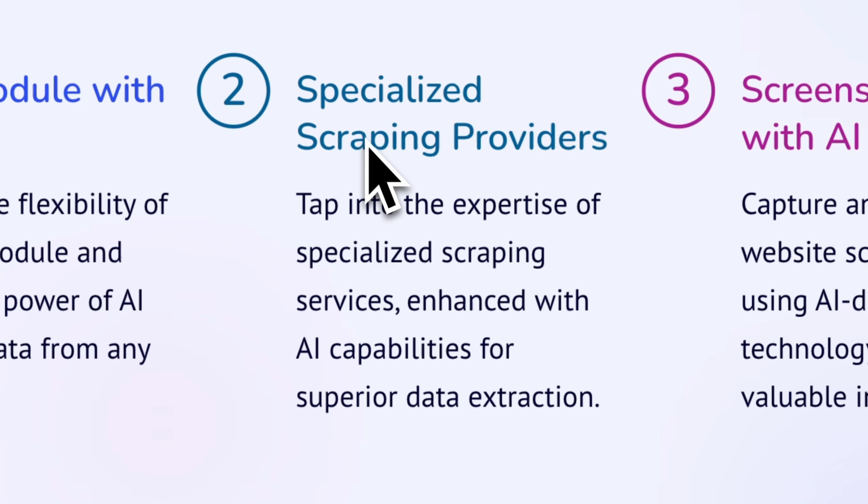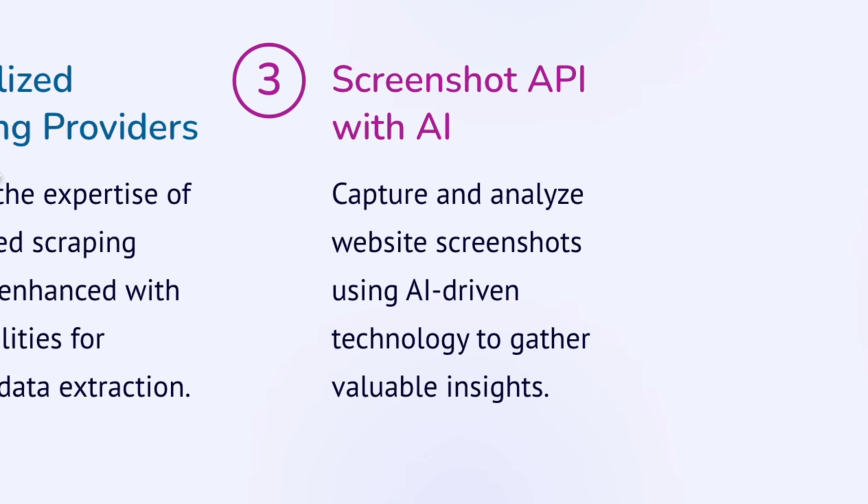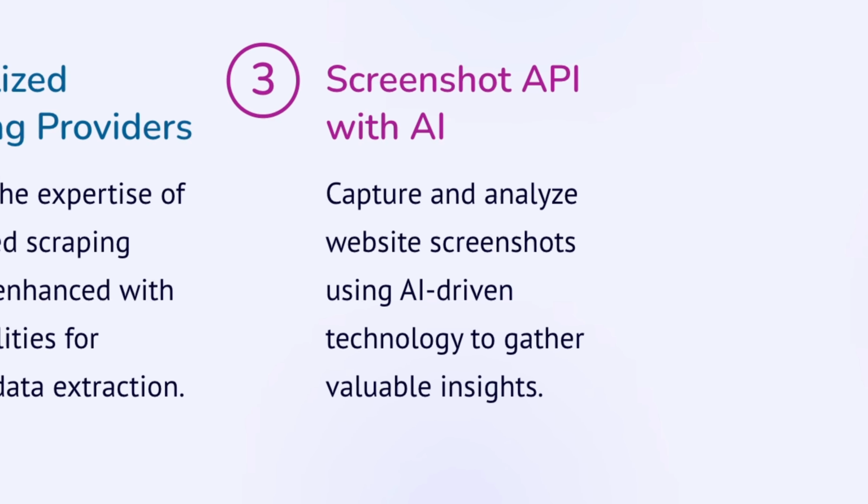And then the third step is around screenshot APIs. It's similar to number two, in that we're using a third-party API. The difference here is that by getting a screenshot and then passing it into AI, we can avoid a lot of the brittleness associated with web scraping.